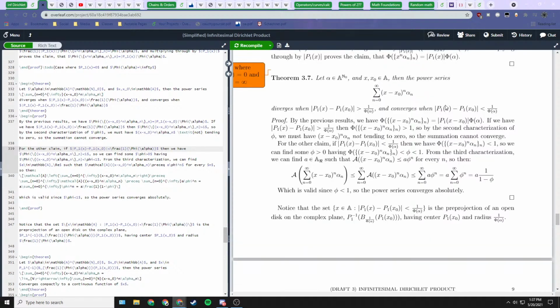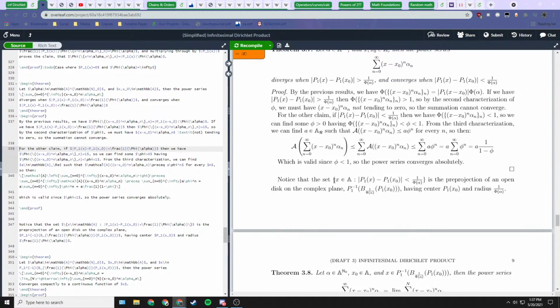So that's the second claim, which is that when our projections are less than this 1 over phi alpha, then it converges. Essentially this 1 over phi of alpha is just the radius of convergence of the power series, where the radius is interpreted to mean radius on the first index, where the rest of the projections don't matter, as it turns out. Yeah, and so that's also what we say down here.